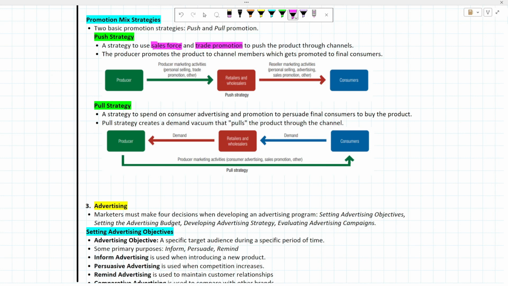In the pull strategy, the company spends on consumer advertising and promotion to persuade final consumers to buy the product. Pull strategy creates a demand vacuum that pulls the product through the channel. Here you can see in our example, the consumers show what the demand is to the retailers and wholesalers. These retailers and wholesalers tell the producer what the demand is, and the producer creates what the consumers need.